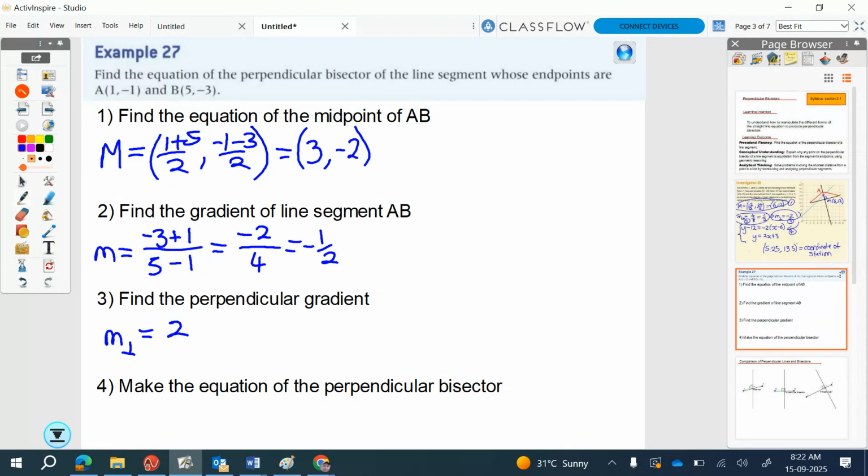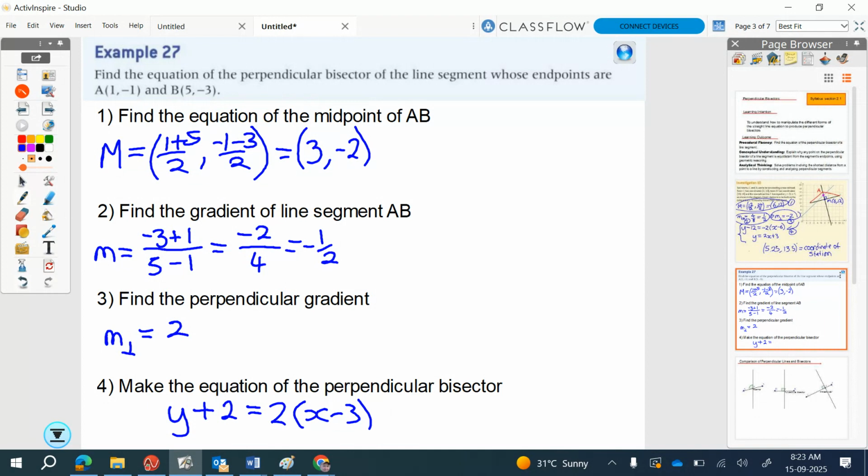Finally, make the equation of the perpendicular bisector using the point slope form. So y minus y1, y1 is negative 2. 3. Reread the question before you finish. It says find the equation of a perpendicular bisector. This is the equation of a line. We don't need any specific form. This one is good enough for us.